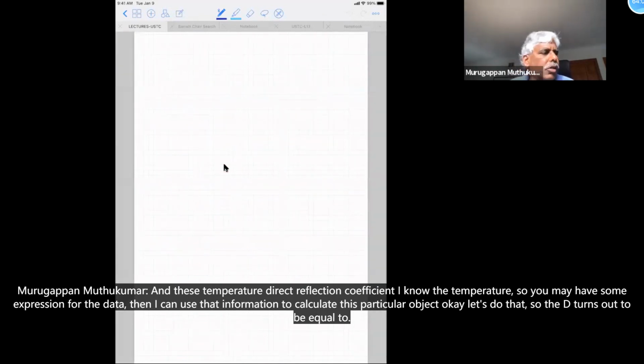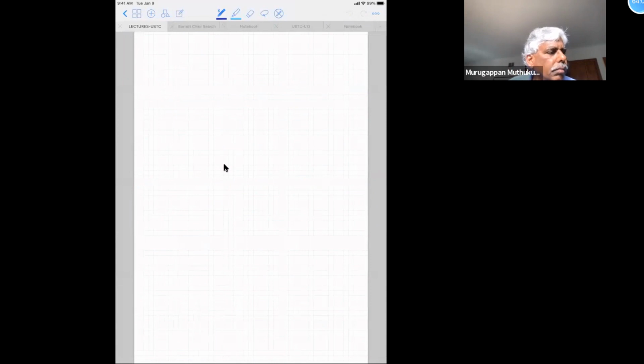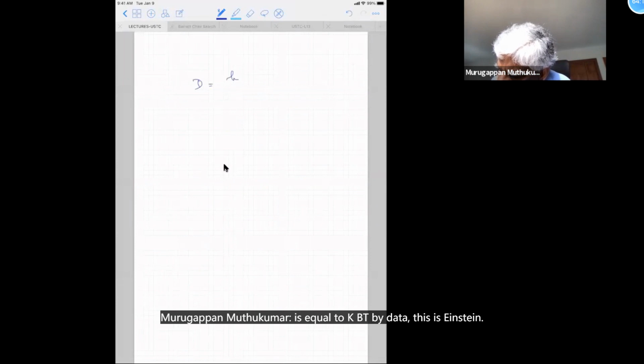So the D turns out to be equal to, right? D is equal to kBT by zeta. This is Einstein.